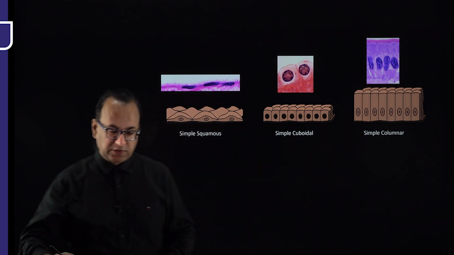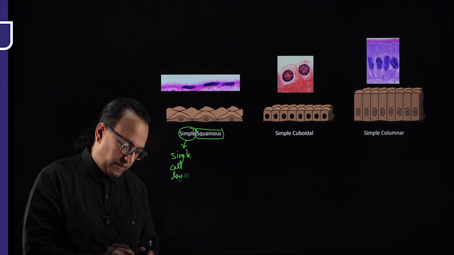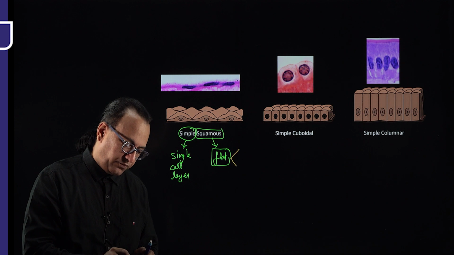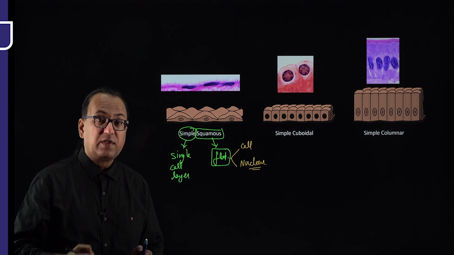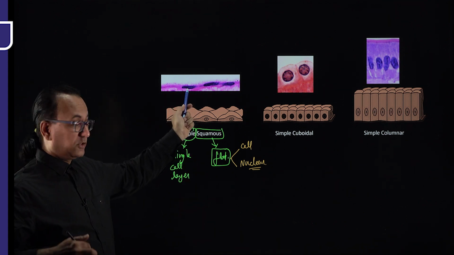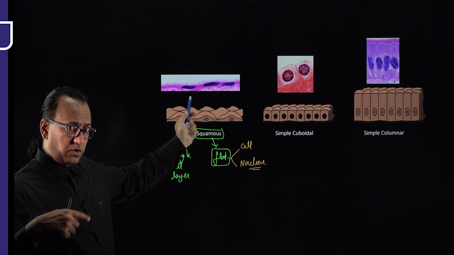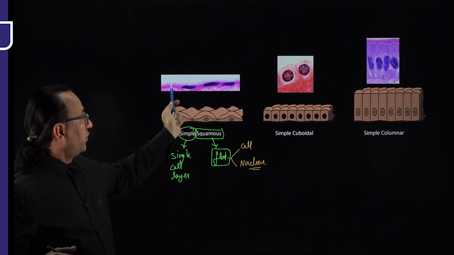When we talk about the simple squamous, as I mentioned, simple means it is single cell layered. And what do we mean by squamous? Squamous means it is going to be flat. It is going to be a flat cell with a flat nucleus. As you observe in this diagram, this is the blue color nucleus. The nucleus is basophilic, takes more of blue color. The hematoxylin cytoplasm is eosinophilic, takes more of the pink color.